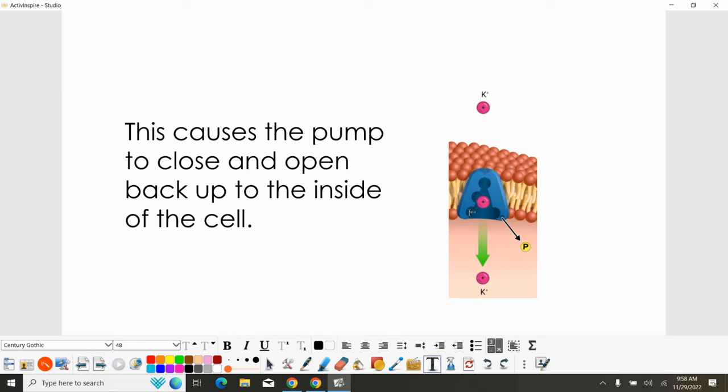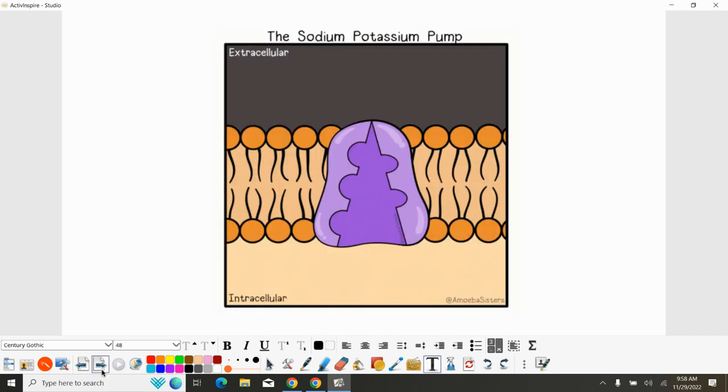So you see 3 notches over here. Those are the 3 notches for the 3 sodiums that it can move out. You see 2 notches on the other side. Those 2 notches are for 2 potassiums that it can move then in. This pump does not work without ATP.